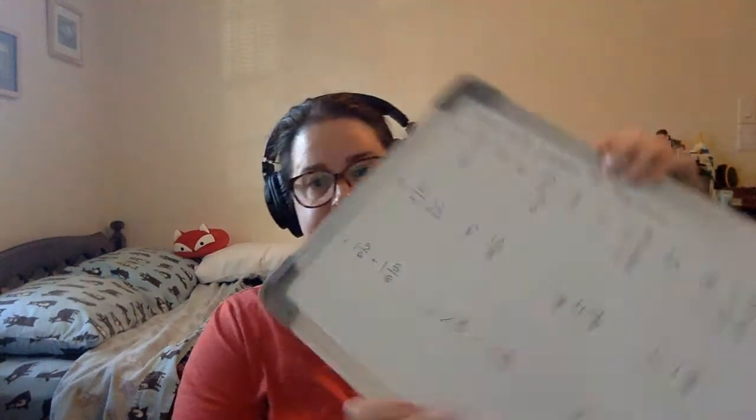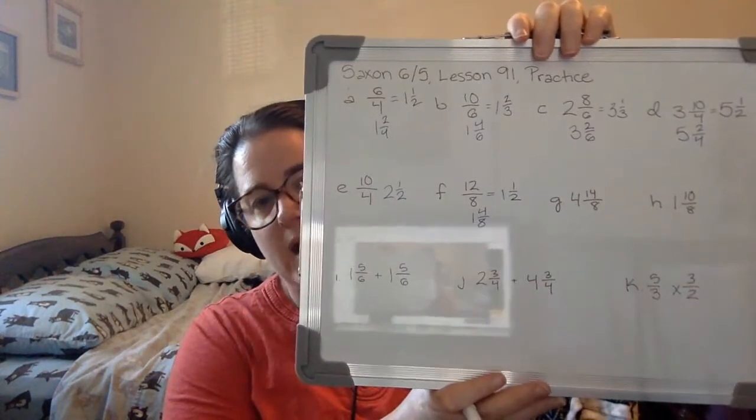10/4, right? We just did 10/4. That reduces to 2 1/2. Next, 12/8. We just have an improper fraction. 12/8 as a mixed number is going to be 1 4/8. Then we want to reduce 4/8 to 1/2. So 12/8 is really 1 and 1/2.